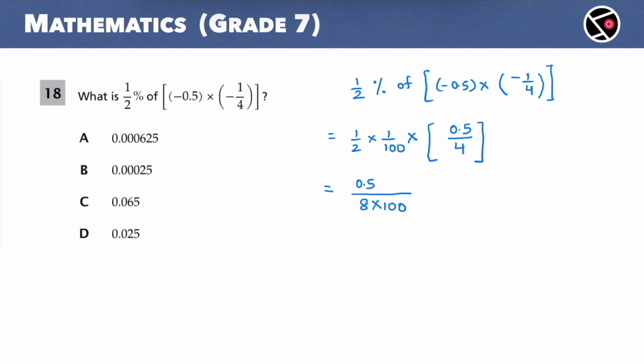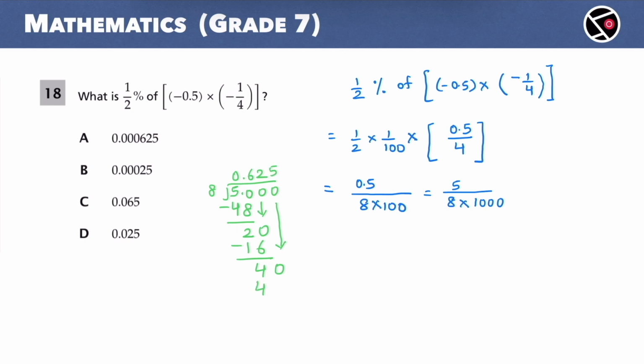Replacing 0.5 with 5 by 10. So we have 5 divided by 8 times 1000. Let's divide 5 by 8. 5 is smaller than 8. We have a 0. 8 6s are 48. 50 minus 48 is 2. We get a 0 here, pull it down, 20. 8 2s are 16. 20 minus 16 gives me 4. Another 0. Pull it down. We have 40. 8 5s are 40. 40 minus 40 is 0.